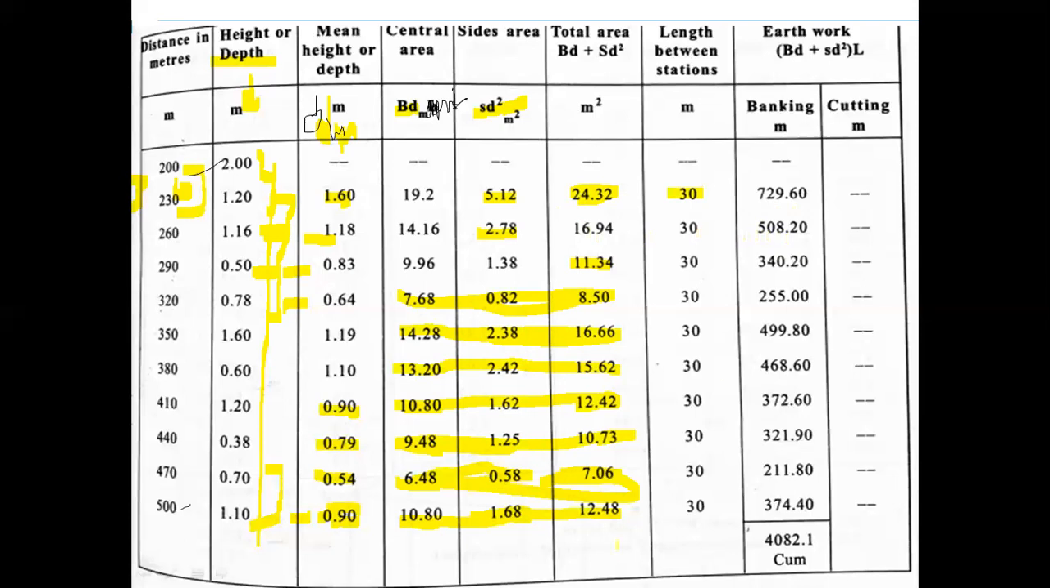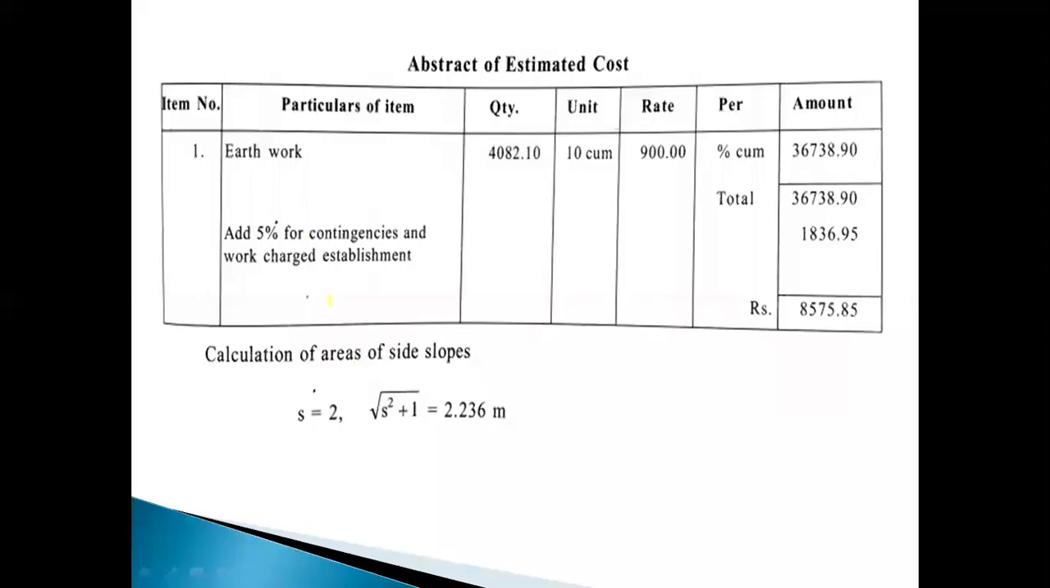Next, up to 12.48 into 30 is 374.40. All these values are added. Then the total quantity is 4082.1 cubic meters. That is the quantity, but we also find the amount. So it is the abstract of estimate of cost: earthwork item number, particular item, quantity, unit, rate per unit, and amount.